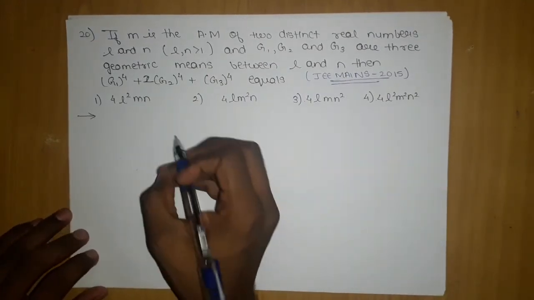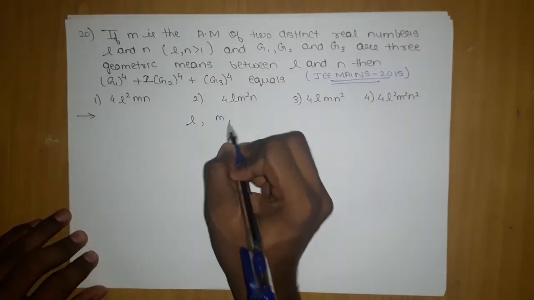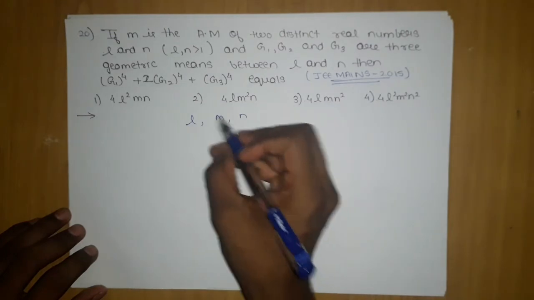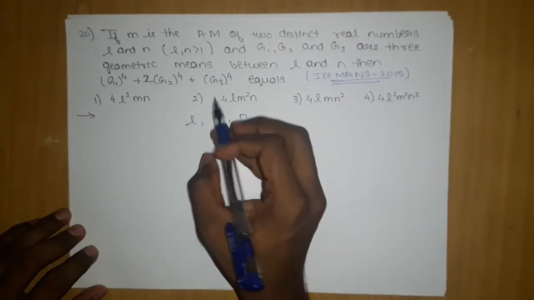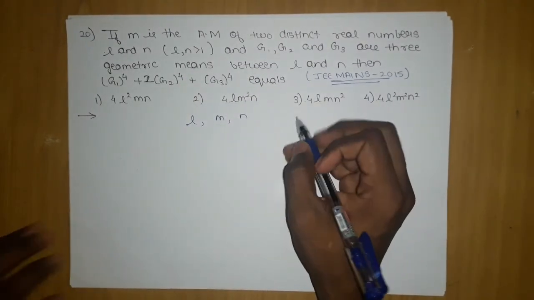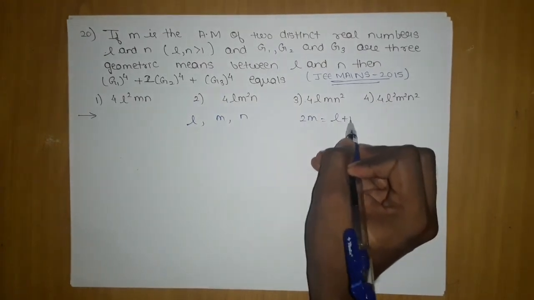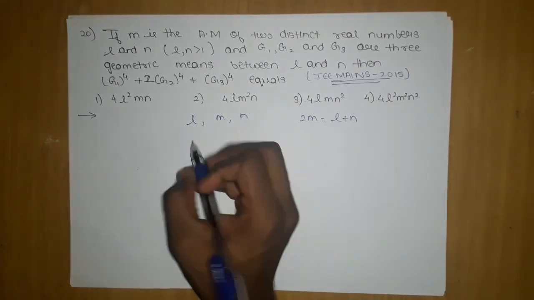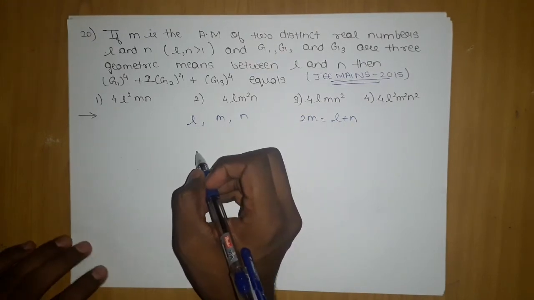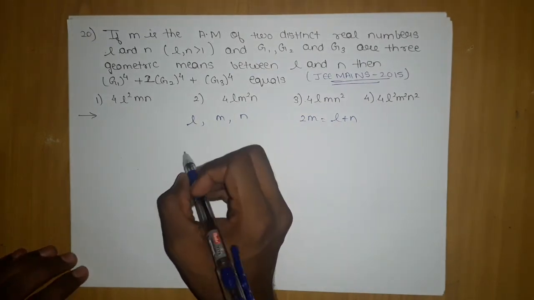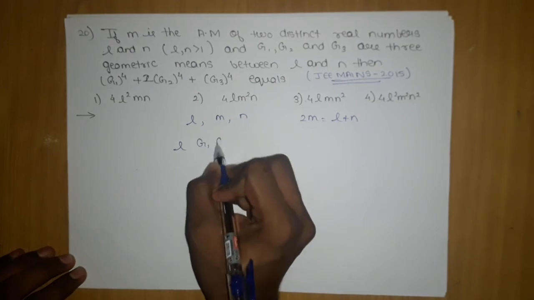Now l, m, n. Okay, so they are in what? m is the arithmetic mean. So what can I write? 2m equals l plus n. Now g1, g2, g3 are the three geometric means between l and n. So this will be the thing.